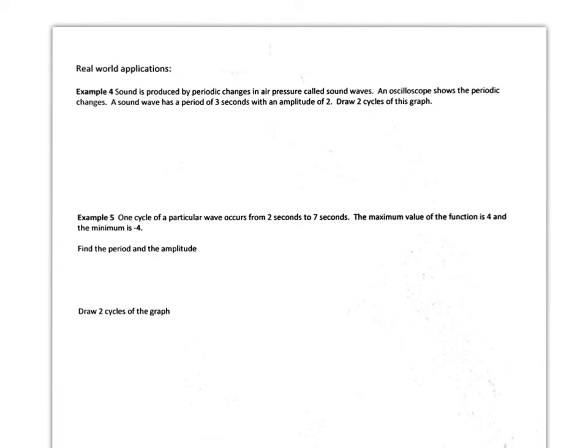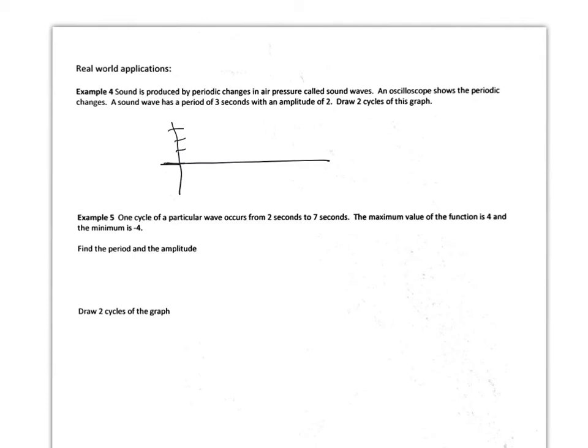An oscilloscope shows the periodic changes. A sound wave has a period of 3 seconds with an amplitude of 2. Draw 2 cycles of this graph. An amplitude of 2 doesn't really tell us where to start. I'm going to start at 0, so I'm just going to start right here.